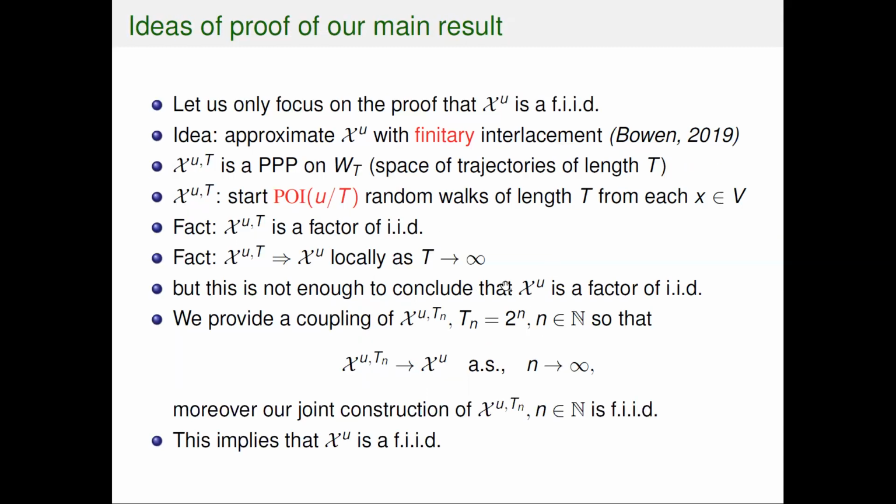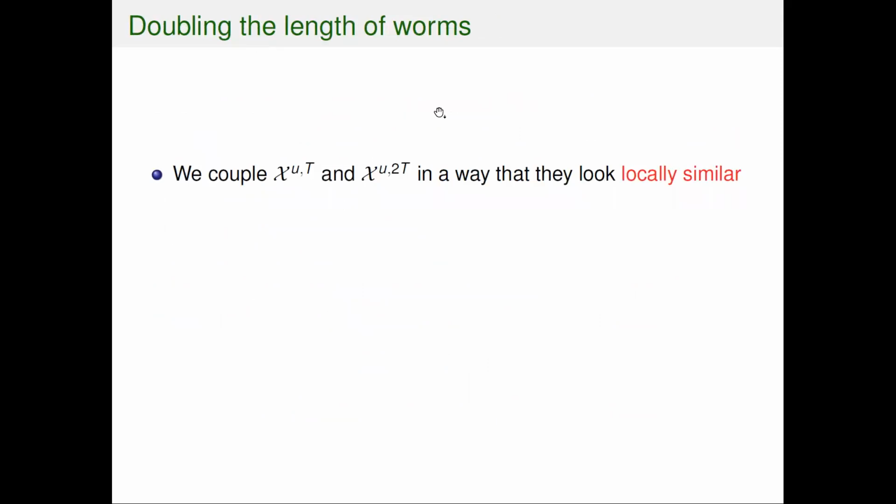We are doubling the length of the worms. So we want to couple the worm point process of length t with the worm point process of length 2t. We want a joint construction of these two so that locally they look similar. If they are very long, then locally you cannot really tell which point process it was. So how do we do that?